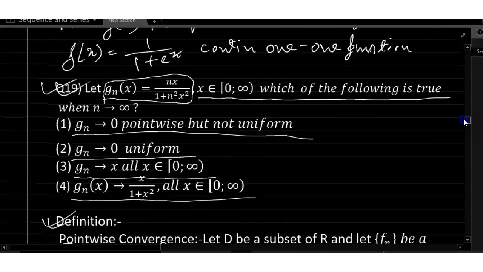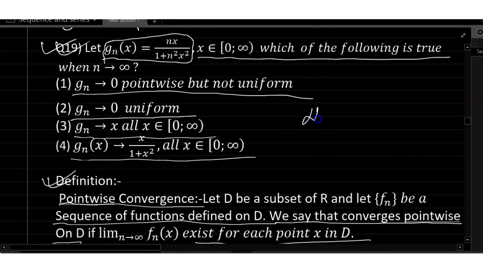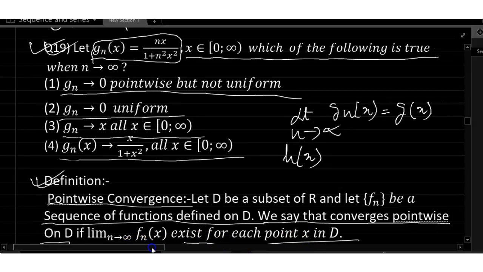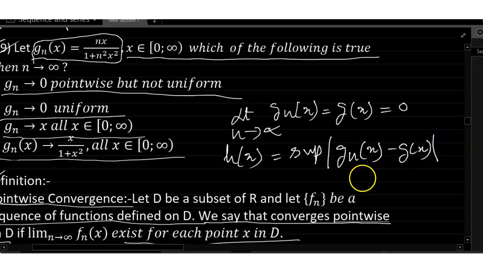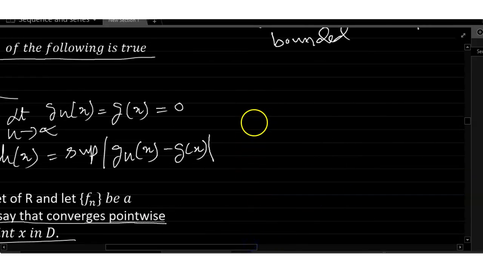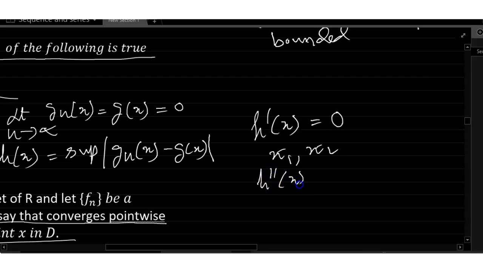Otherwise you can solve it easily with the procedure. At first you find the limit as n tends to infinity of gn(x). In this process, that value is g(x), and after that you have to find h(x). Here g(x) is 0, and h(x) is the supremum of gn(x) minus g(x). After that you have to find h'(x), set h'(x) equal to 0, then you get the values x1, x2, and for h''(x), check this value is less than 0, then it is maximum.